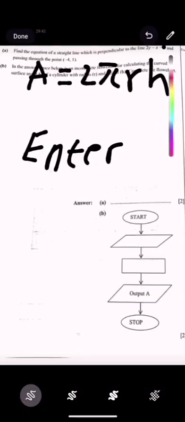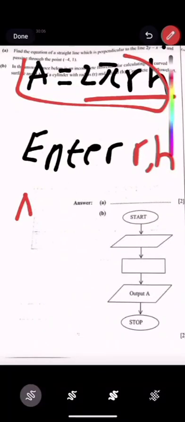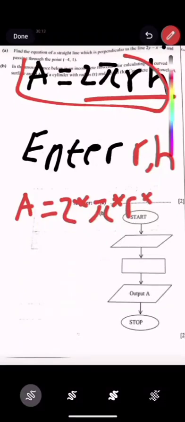So now after enter, you will write the letters on the right side. In this case, it's just R and H. These are letters. Pi is not a letter, it's not in ABCD. It's a number called pi. So enter R, H. Then here you write the formula the way it is. Area is equal to 2, and if you want, you can put a star to show times, pi times r times h. It means the job is done.